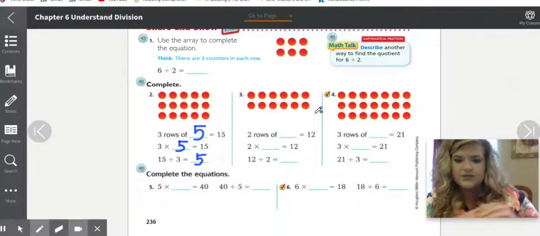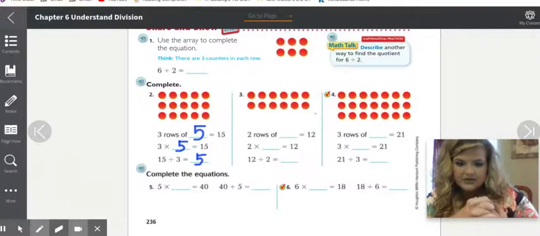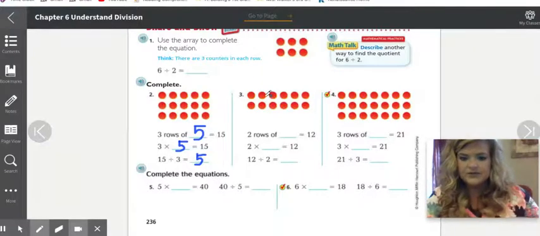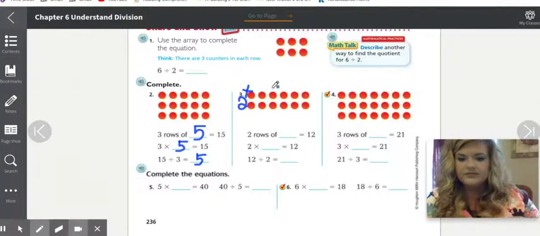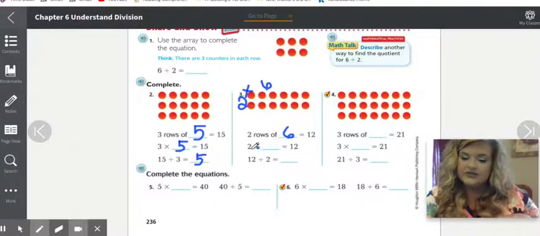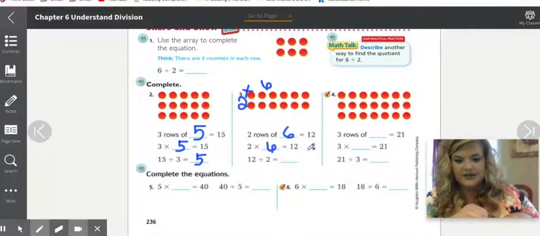Let's do this next one. Remember, rows go across, columns up and down, okay? So if I have 2 rows, remember when we did arrays, we said this corner kind of makes a perfect place to put my multiplication sign. So I can say 2 times how many across? Count those for me really quick. 2 times 6. Okay, so if I have 2 rows of 6 to give me 12, then that should just remind me that 2 times 6 equals 12, okay?